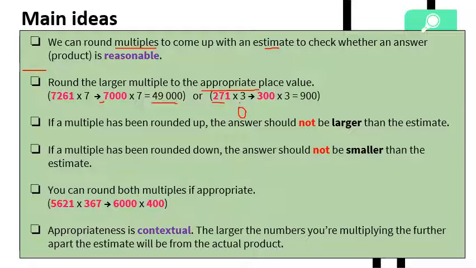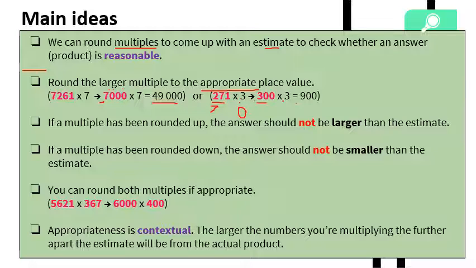So I've rounded the 271 to 300. 3 times 3 is 9. Just add the zeros, 900. Same over here, 7 times 7 is 49. Just add the zeros, of which there are 1, 2, 3. So I've got 49,000.